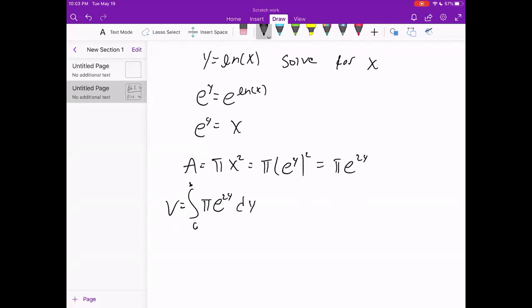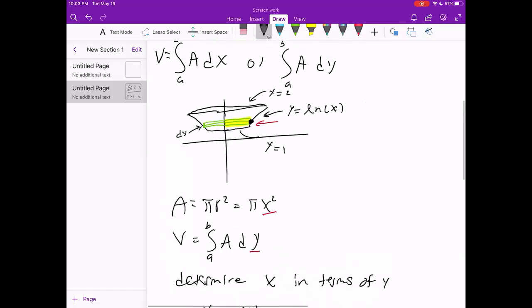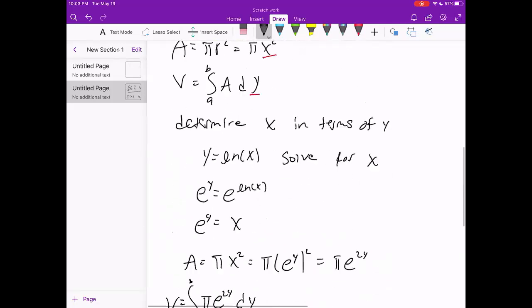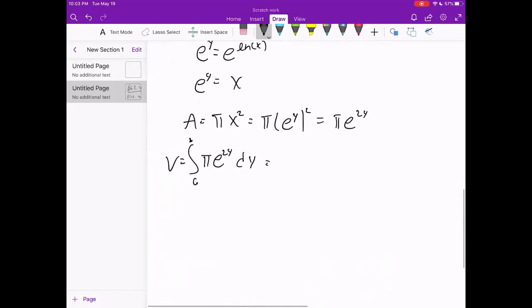Now I need to figure out my bounds. To figure out my bounds, I'm going to look back at the figure. I'm integrating with respect to y, and you can see where I start in terms of y. Well, I start at y equals 1, on that line, and I end at the line y equals 2. That gives me directly what my bounds are. So this is going to be the integral from 1 to 2 of pi e to the 2y dy.